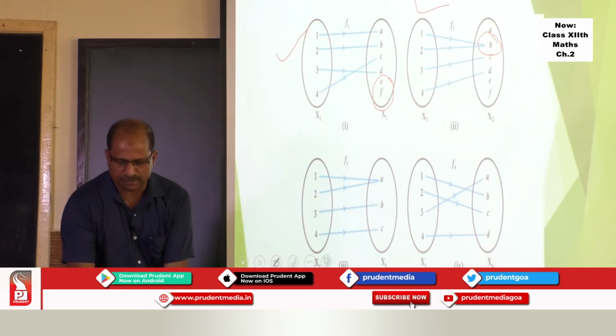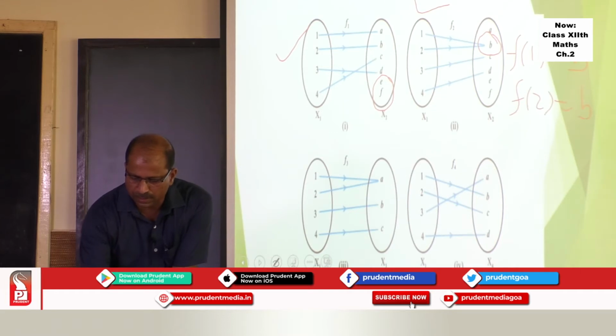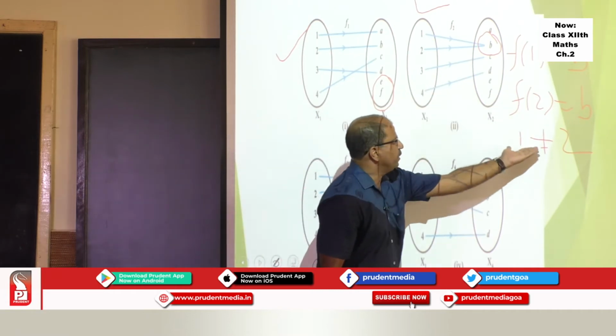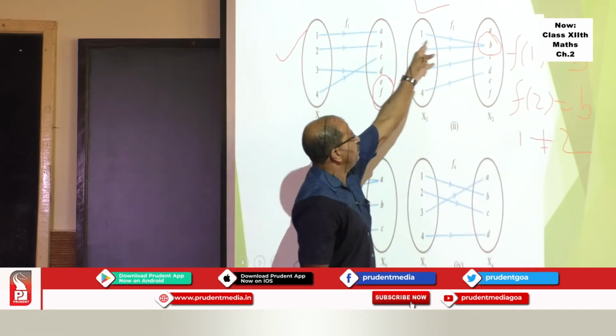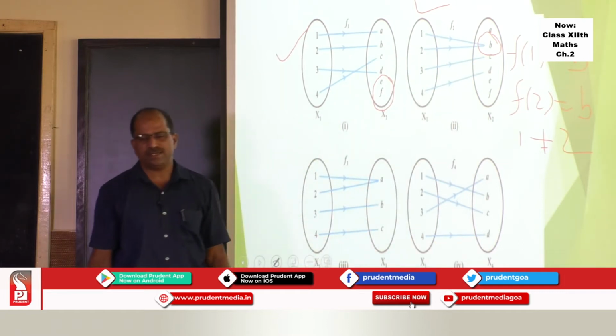For this case, I will write here on the screen, f of 1 is equal to B, f of 2 is also equal to B, but 1 is not equal to 2. So, the reason it is not one-one is mentioned here. Okay? f of 1 is B, f of 2 is B, but 1 is not equal to 2.